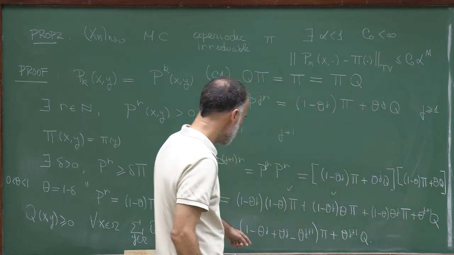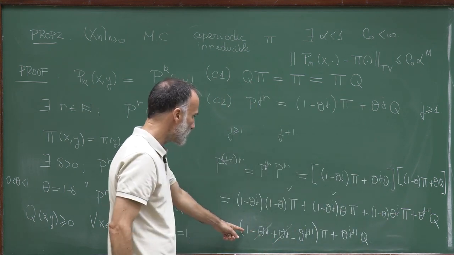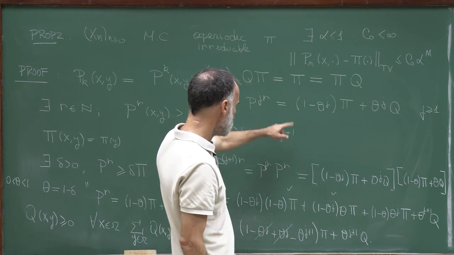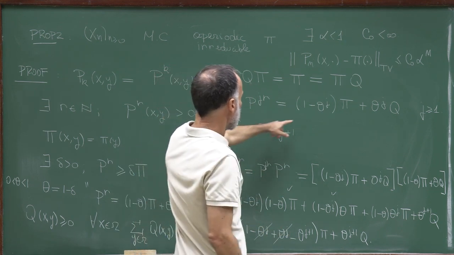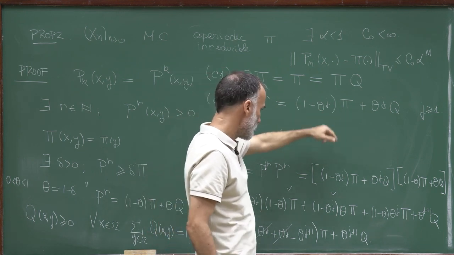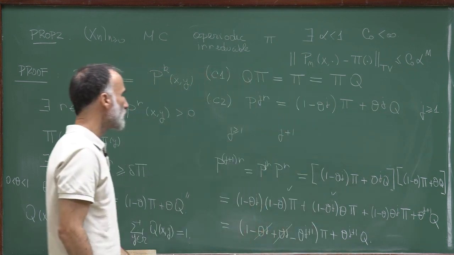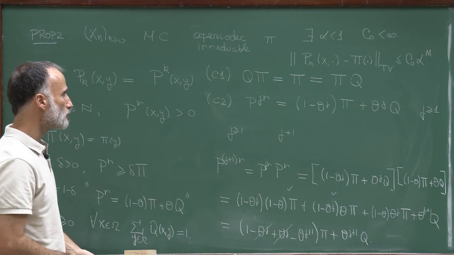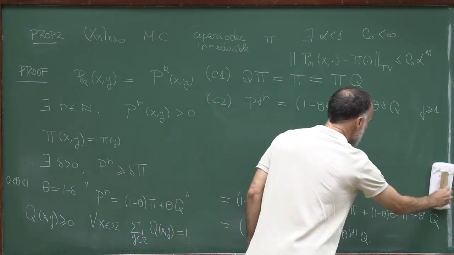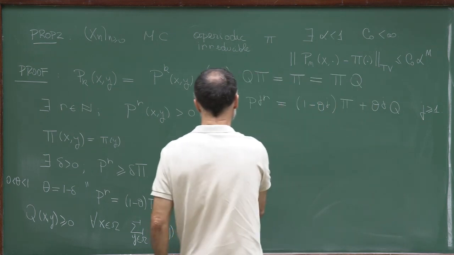Plus theta^(j+1) q. And you see that here the minus theta^j cancels with theta^j, and I get that this is 1 minus theta^(j+1) pi plus theta^(j+1) q. So this proves by induction that this formula holds. And so now with this, we can more or less conclude.